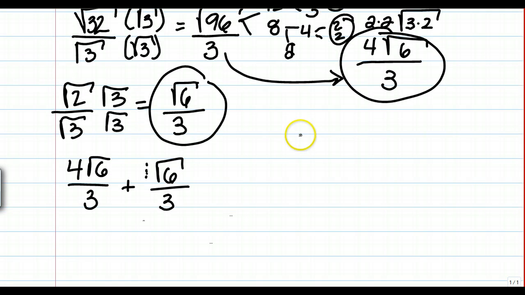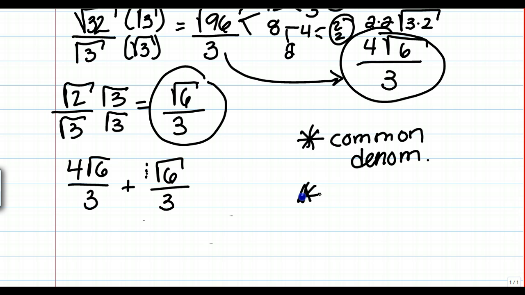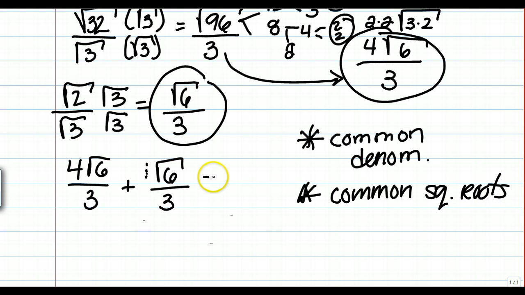What's important to remember when you have fractions is you have to have a common denominator still, and you have to have common square roots. So you're looking for two parts, because in order to add fractions together, you have to have a common denominator. Luckily we do. And here we also have common square roots. So we're going to have 4 plus 1 is 5, and we just have our square root of 6.